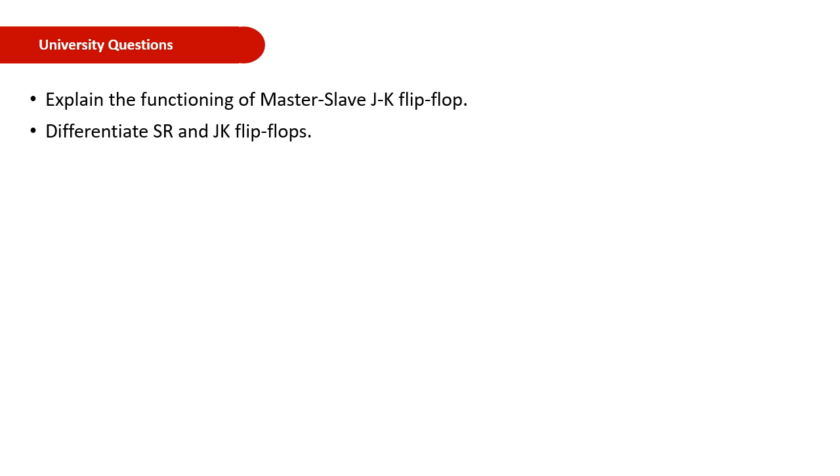Then the next question is: differentiate SR and JK flip-flop. For the SR flip-flop, you have to explain its inputs, outputs, its truth table, and what conditions you will get. And for the JK flip-flop also, we have to mention the important features of the JK flip-flop and how you can obtain the different types of output based on the input, that is the truth table. So you have to mention that.